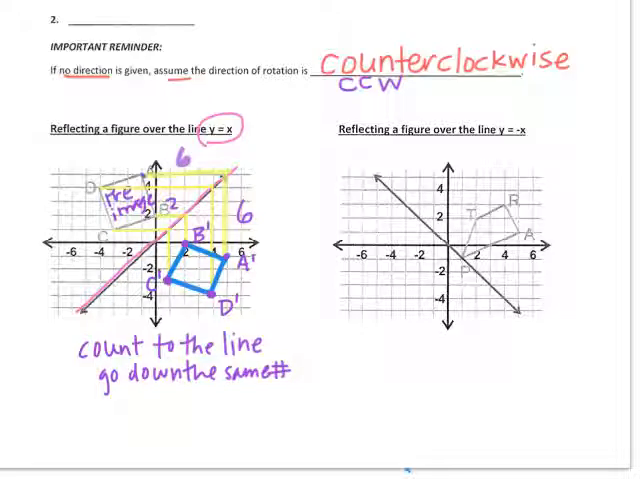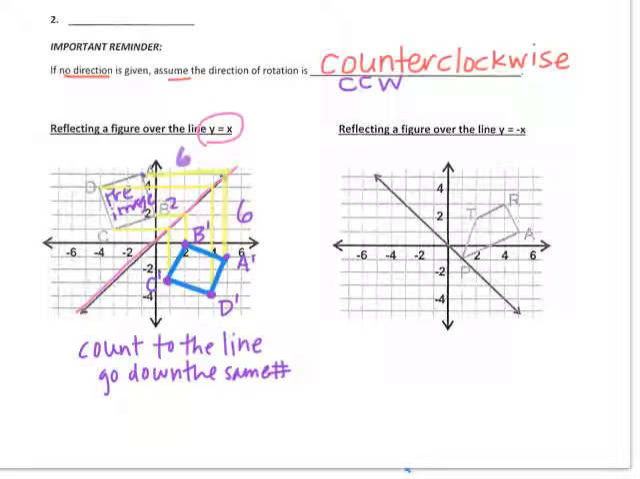Just a reminder that the line of reflection should be like a mirror. So our original image and our new image should be the exact same, but just reflected as if there was a mirror at the pink line there.